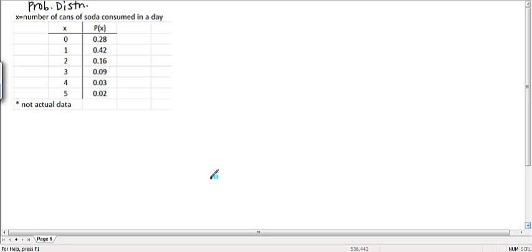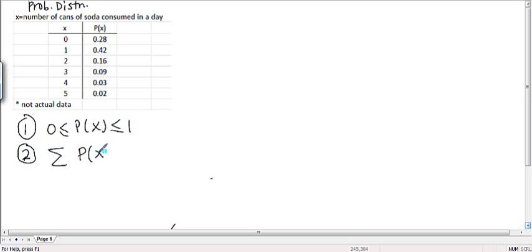Before you do that, the first thing you want to do is make sure that this table actually satisfies the characteristics of a probability distribution. So the first property you want to check is, are each of these between 0 and 1? And you can see each of these probabilities is between 0 and 1. And the second thing is, do all of the probabilities, so this is summation, sum to 1? And if you add these numbers together, they do sum to 1. Okay, so this is a valid probability distribution.